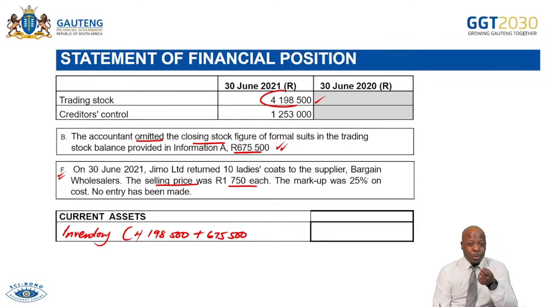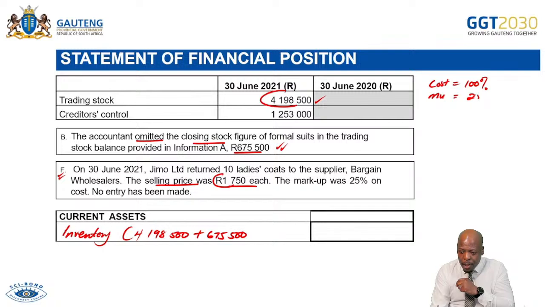You have to understand that we record inventory in our inventory records at cost, not at selling price. So what they gave us here is a selling price of 1,750. We need to establish the cost. So we know that cost is always 100%. Cost is 100%. And then, in this case, our markup is 25%. That means our selling price is 125%, which is the 1,750. We're still good.